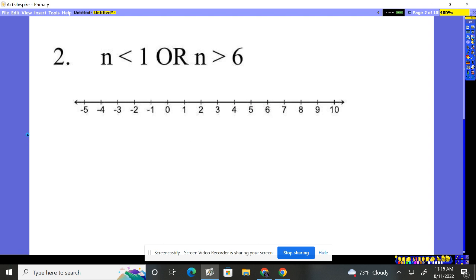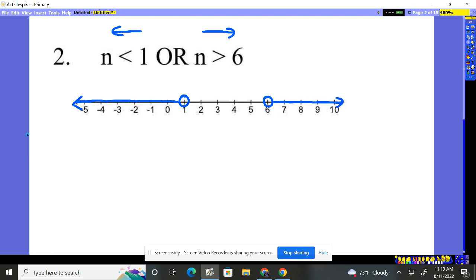Number 2, it's an OR situation. So either one is fine. We can put them together. ORs are usually going to be, one's going to be going that way and the other's going to be going that way. So I have n is less than 1. Now it's an open circle. Less than 1. The numbers less than 1 are going this direction. Okay. Or bigger than 6. Well, here's 6, open circle because it does not include 6, and going that direction.